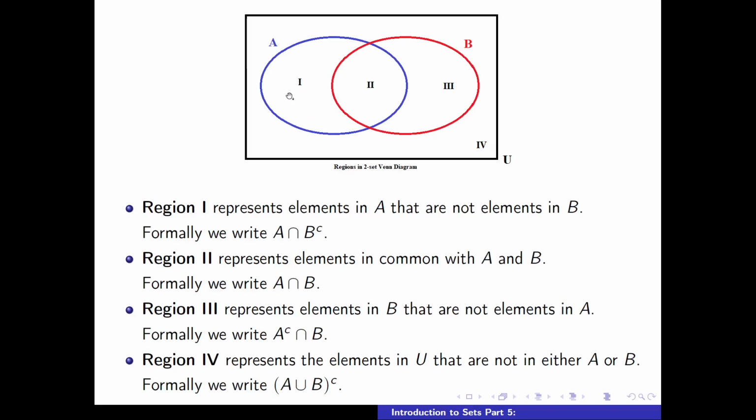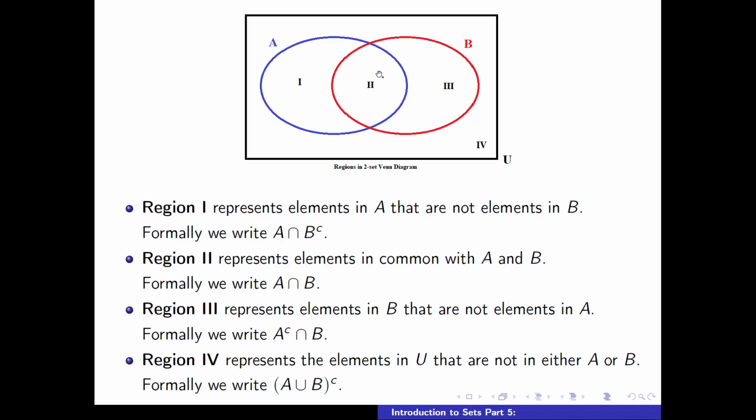But in this case, the way we have it set up, the region 1 we're talking about is this region 1 here, which, as we clearly see visually, is elements that are in A, inside the ellipse named A, but outside of B. Right? So region 1 is in A, but outside of B. So elements in A, not elements in B. Formally, we write this as A intersect the complement of B, right? So inside of A and outside of B.